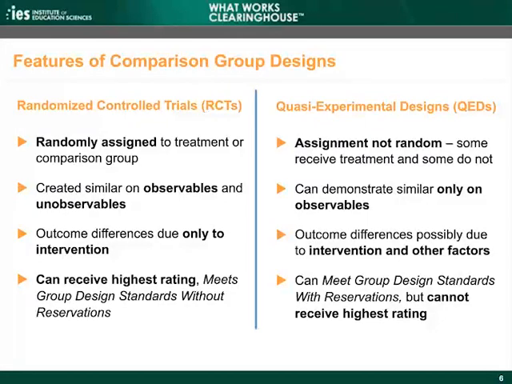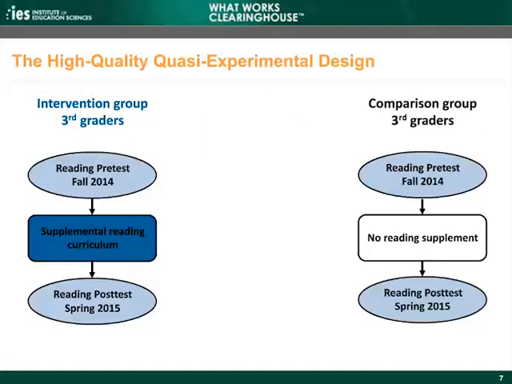So what do we mean by a high-quality QED? While there are obviously a lot of things to think about when designing a study, we'd like to focus on 4 critical ones today. Making appropriate choices about these factors makes it much more likely that your study will be able to meet standards. This figure provides an example of a high-quality QED and can be used to illustrate the 4 factors. First, there are 2 groups, a group of 3rd graders on the left who will receive the reading supplement, and a group of 3rd graders on the right who will not.